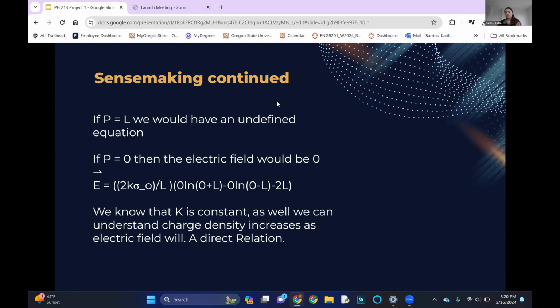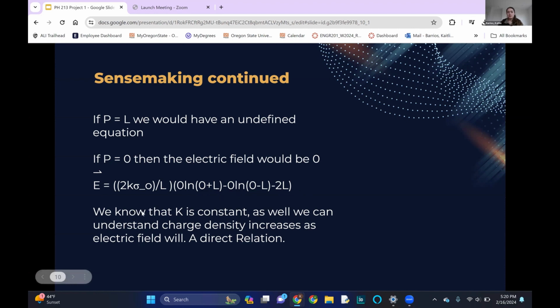This would result in them all canceling out, and there would be no content within the value for the electric field. If P were to be 0, then the electric field would be 0. This is seen here in the electric field equation, in which we can plug in 0 for each of our P values, but you'll notice that that simply results in 0. And then finally, we also know that K is a constant.